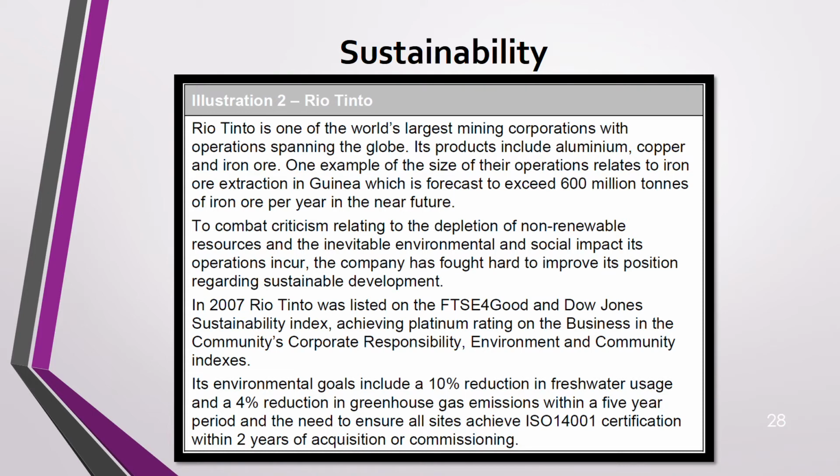So what is the size of their operations? They extract iron ore, which is forecast to exceed 600 million tons per year. How much are they extracting? 600 million tons. Can you understand the size? Such a huge impact it has on the environment. 600 million tons of iron ore. And on top of that, non-renewable resources are depleting.